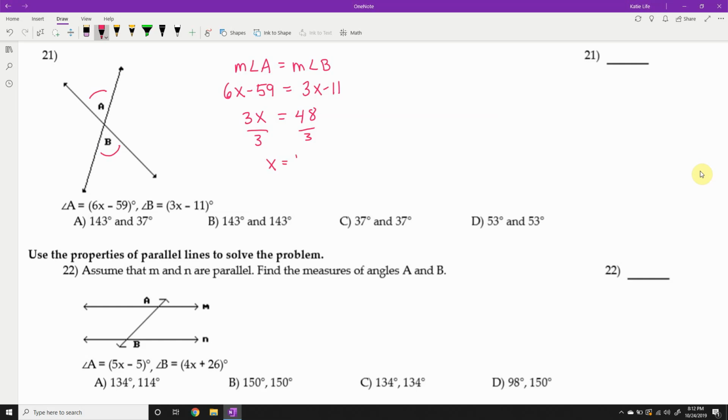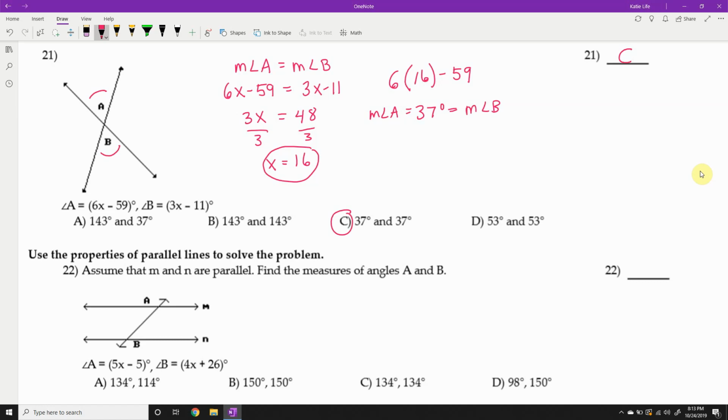X, the variable, is 16, but we are not done because I have to plug this back in to find the measures of A and B, which are in fact the same because they are vertical. So if I just plug it into one of the equations, that should be enough. 6 times x, which is 16, minus 59, ends up being 37 degrees. And since they are vertical, this is both the measure of angle A and the measure of angle B. So both being 37 degrees makes C our answer for number 21. 21 is C.